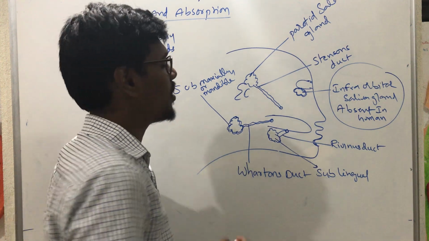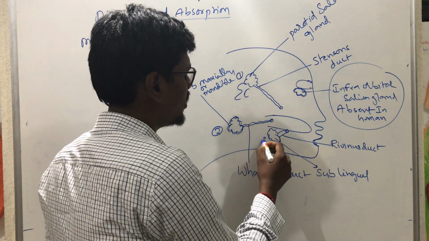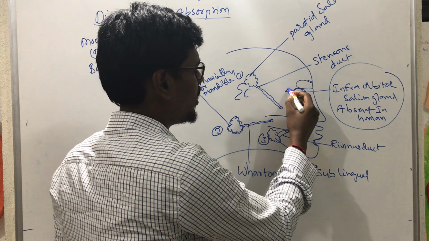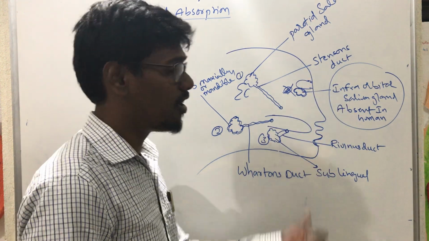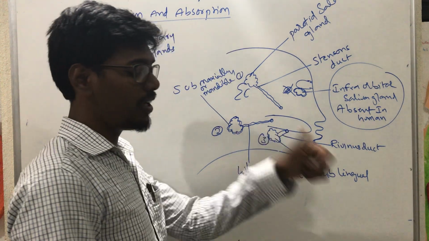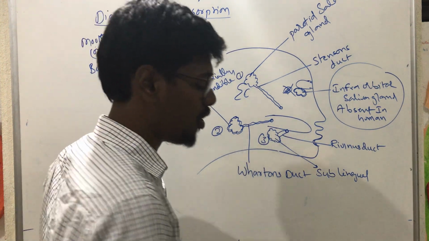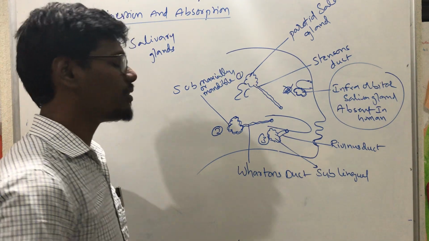So this is the first pair, this is the second pair, this is the third pair. The fourth pair is absent in human beings.